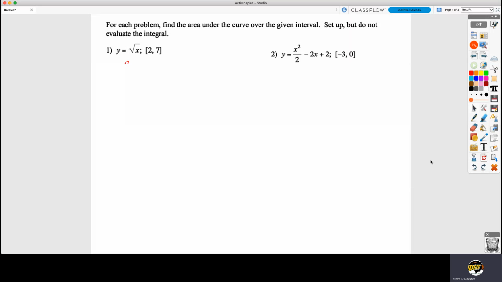All right, so first one, find the area under the curve over the interval. How do we set this up? What do we do? The integral from what to what? 7 should be on the top, 2 should be on the bottom. And then it's just the square root of x, right?